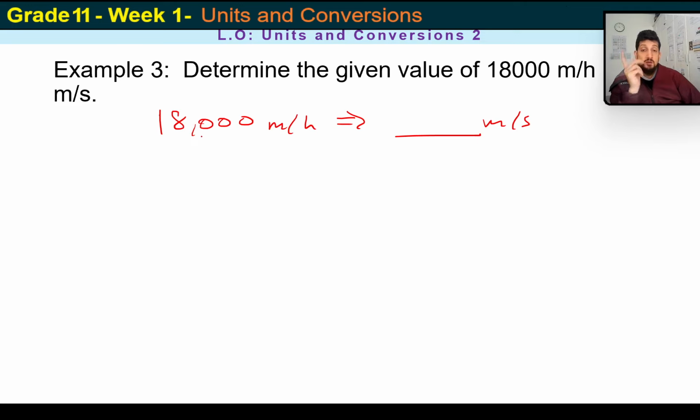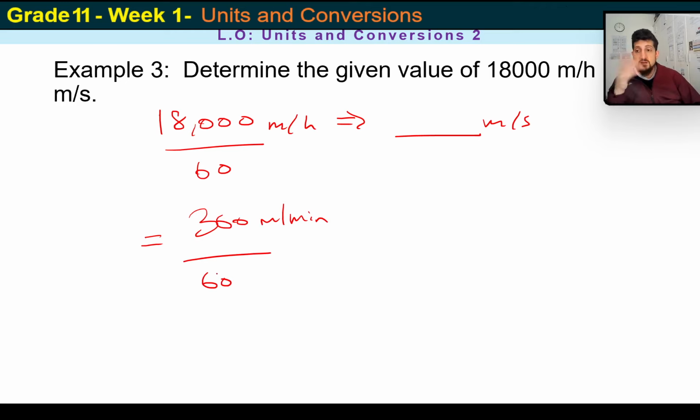That's per hour. In 1 hour, it's 18,000. So let me divide it by 60 to get per minute. 18,000 divided by 60 equals 300 meters per minute. And then divided by 60 again will give me 5 meters per second. Why divided by 60 again? Because first we divided by 60 to find it per minute. Then we divided by 60 again to find it per second. So it will be 5 meters per second.